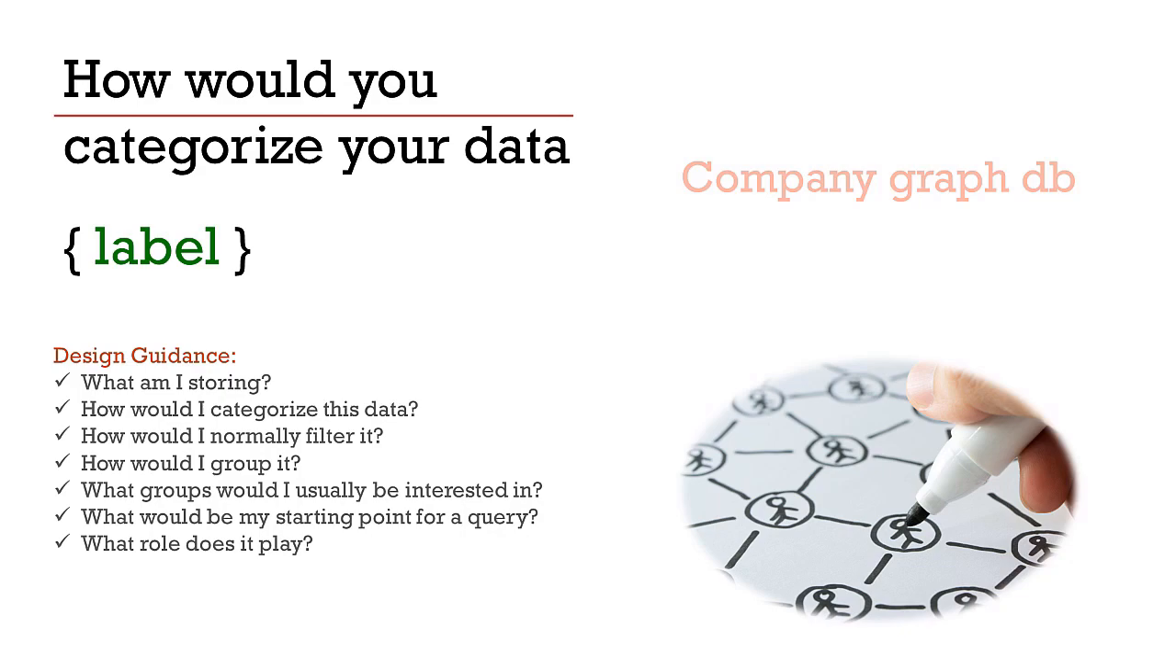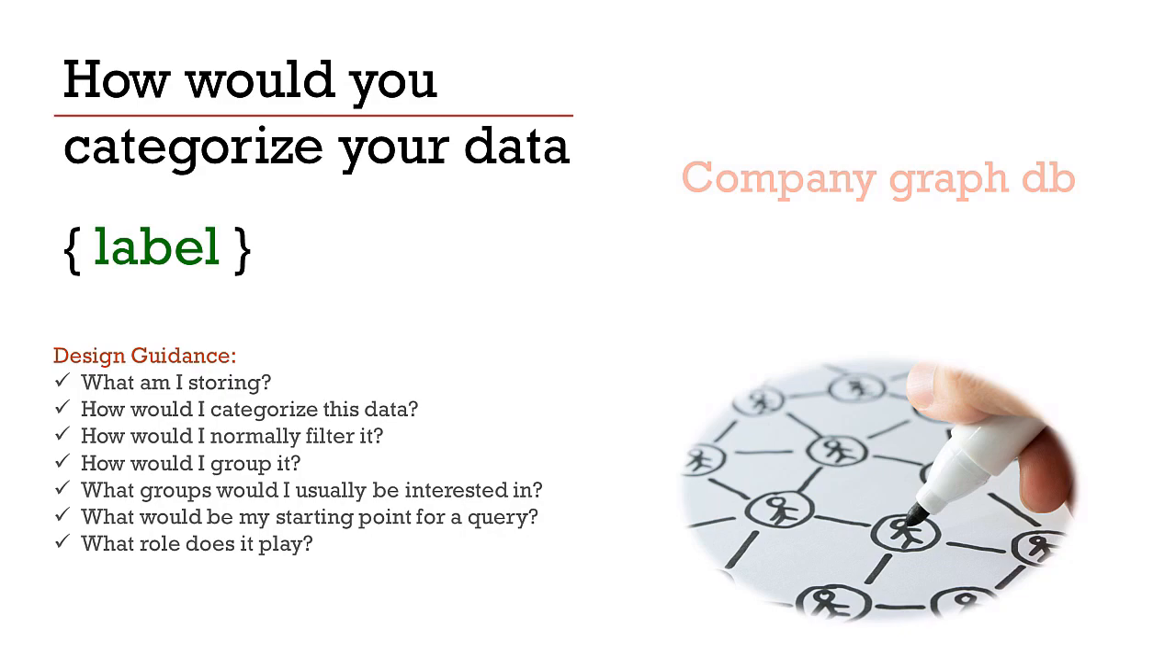So here's some design guidance. Ask yourself, what am I storing? How would I categorize this data? How would I normally filter my data? How would I group it? What groups would I usually be interested in? What would be my starting point for a query? What role does it play?